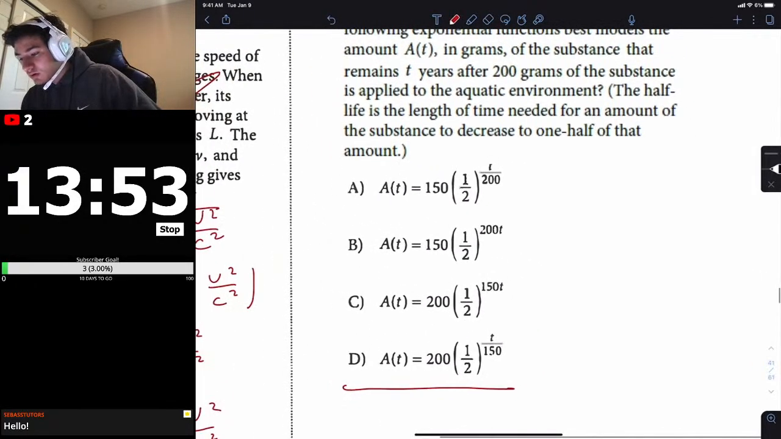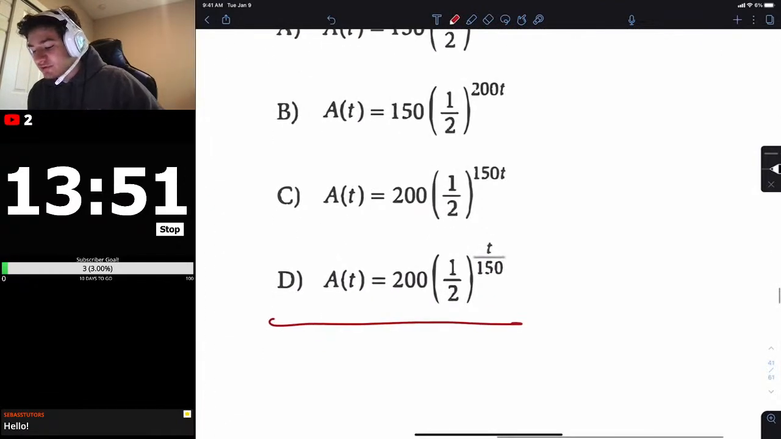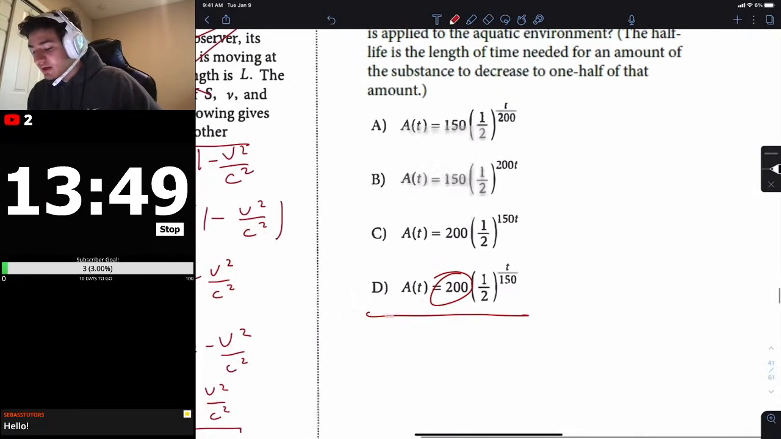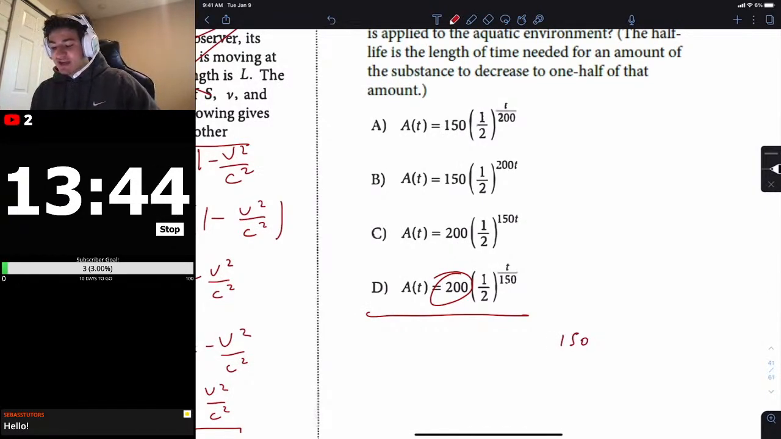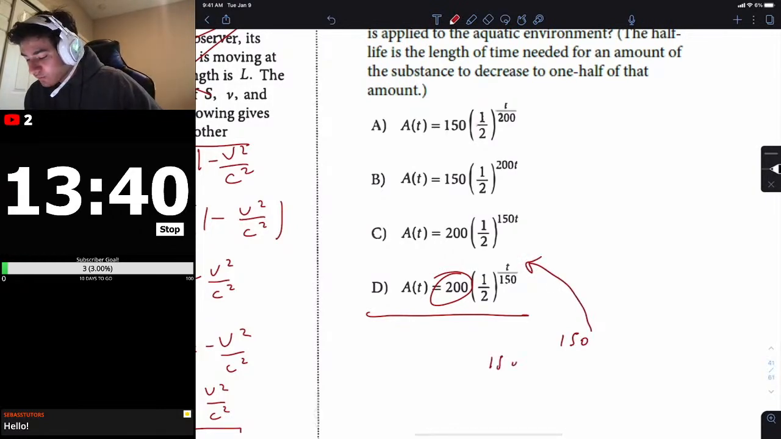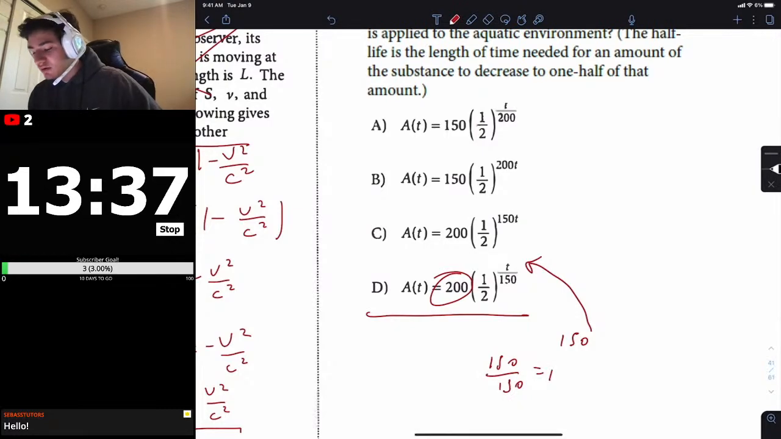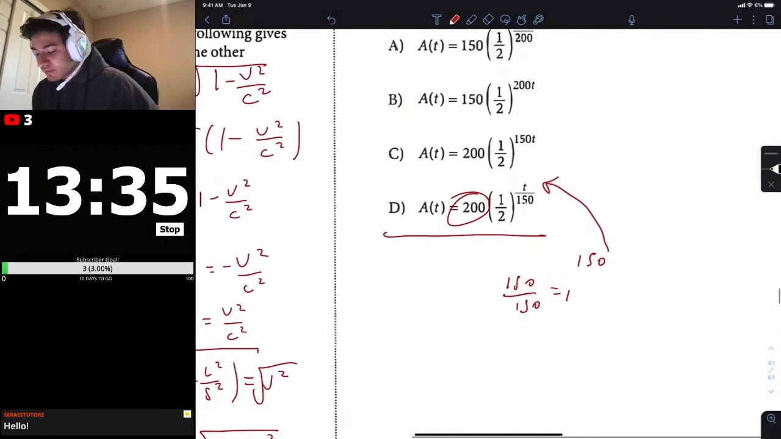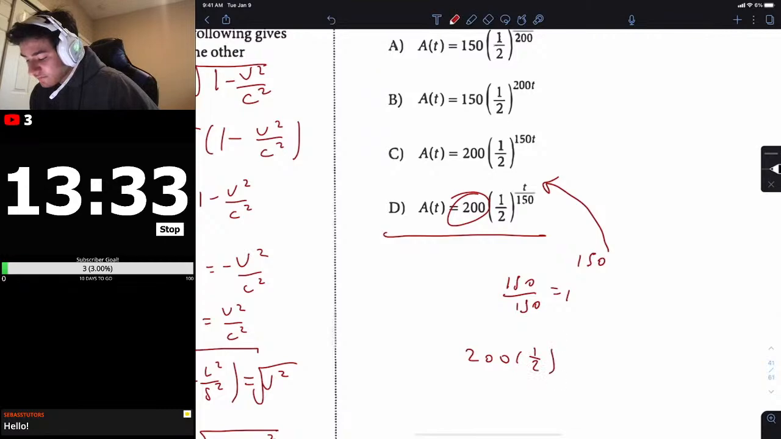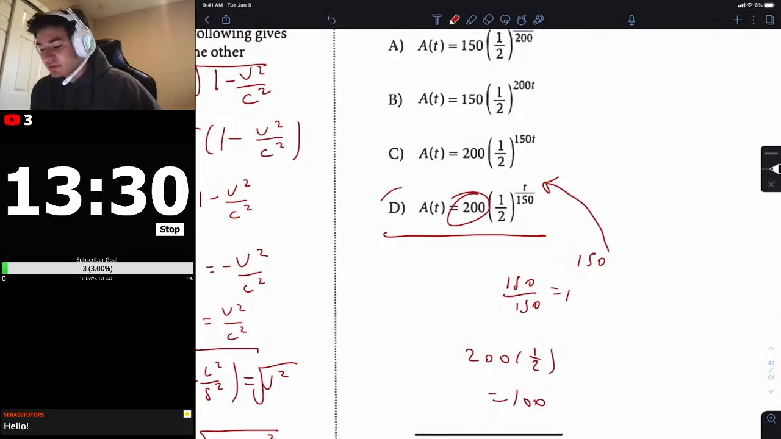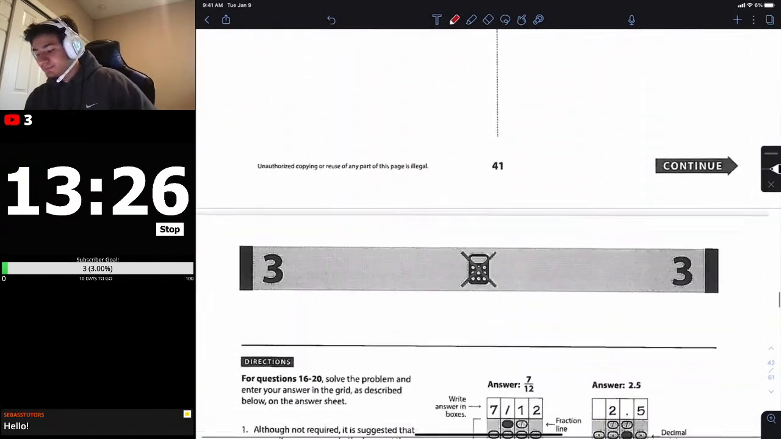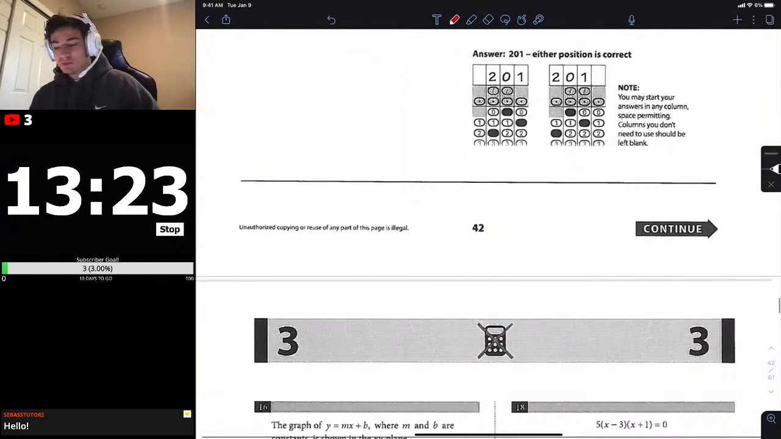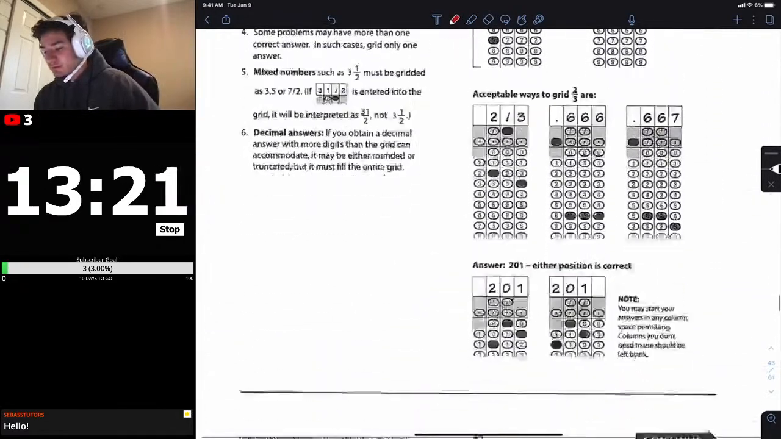Let's say we start with 200 grams of our substance. If the half-life is 150 years, and the half-life is the time it takes to get half of our starting amount of grams, if we plug in 150 for T here, we get 150 over 150, which is just 1, because anything over itself is 1. So then we get 200 times 1/2, which is 100. So the answer is going to be D. Tricky problem. On to the free response.